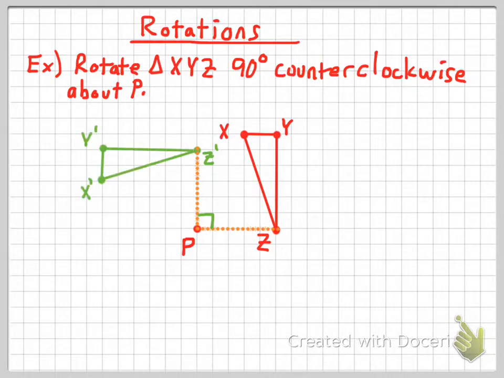Now, I just want to illustrate one more thing to you to support what I said a moment ago. And I do that with this point X right here. You notice if I draw a line segment from the center of rotation to that point X, and I do the same from the center of rotation to the image of point X, you can see that there was a 90 degree angle there. So I did indeed rotate this 90 degrees counterclockwise.